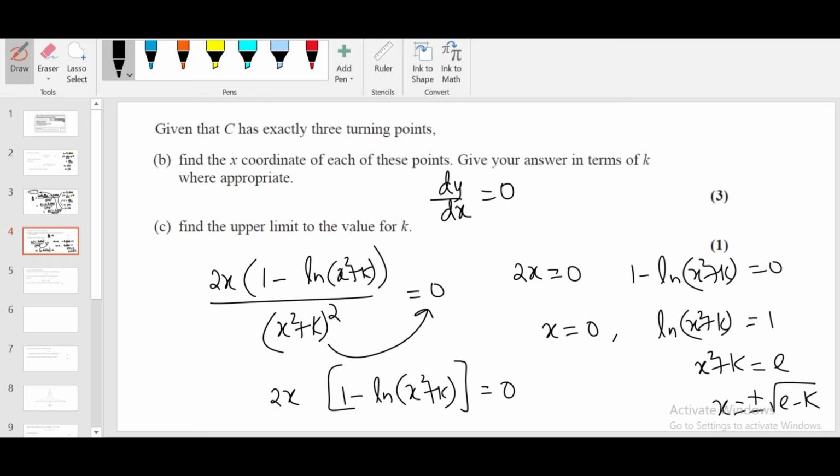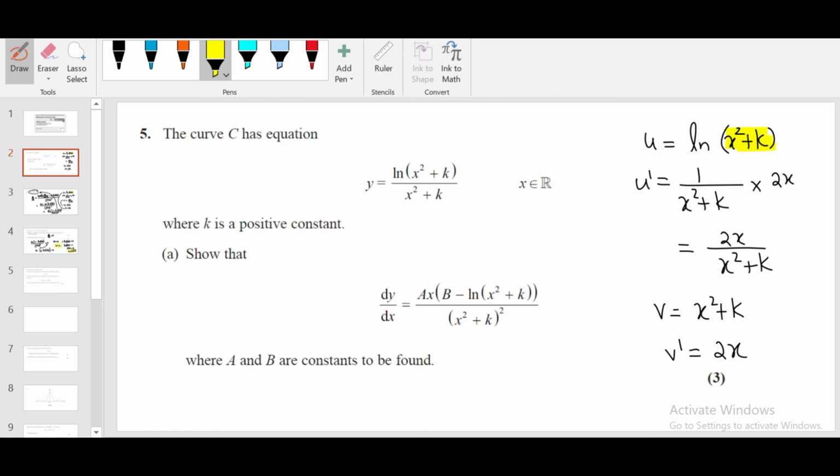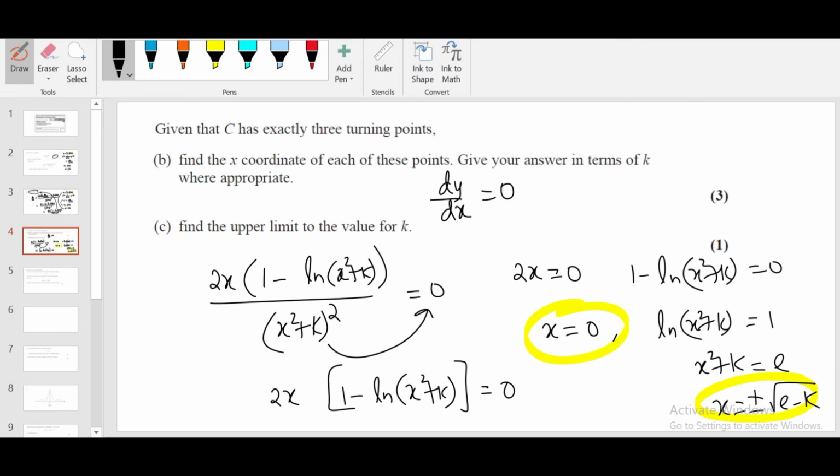So whenever I get these solutions, 1, 2, 3 solutions, go back and read the question carefully, whether they mention anything about x. It's mentioned x is just a real number. It can be positive or negative or 0. So all 3 are acceptable solutions here.